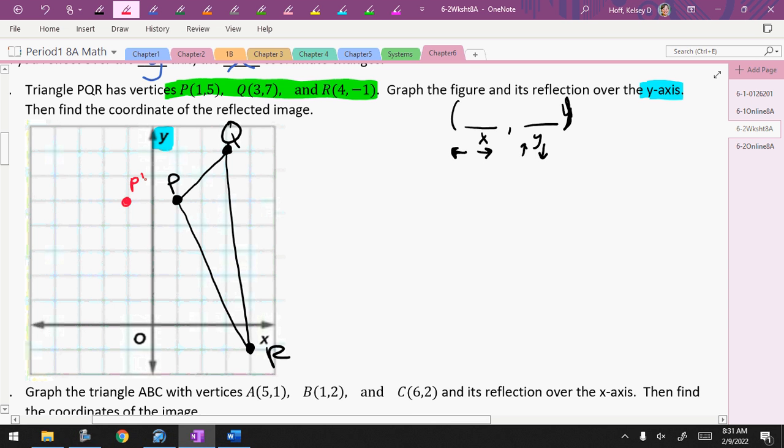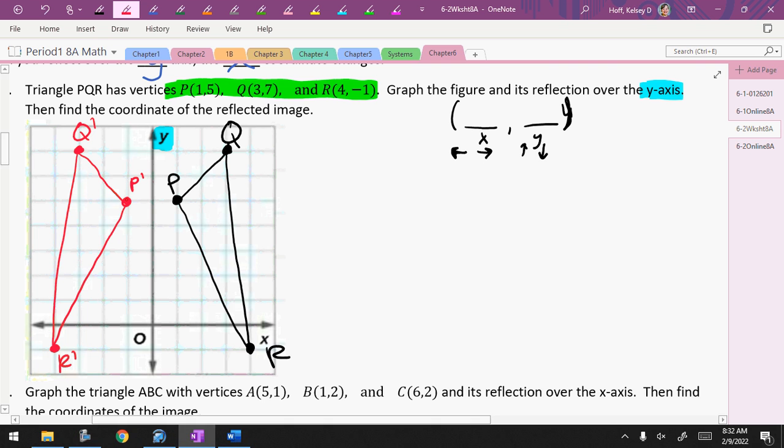Put your pencil on Q. How many steps to get to the y-axis? 3. So go on the other side and label it Q prime. Go down, way down here to R. How many steps away? 4, right? Go 4 on the other side. Label it R prime. Do your triangles look very similar? Same shape, same size, just flipped over, right?